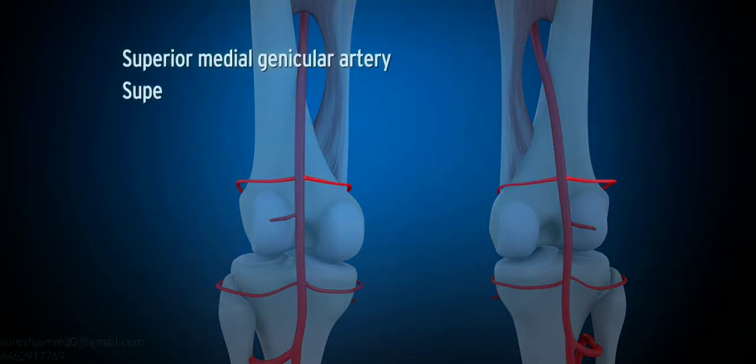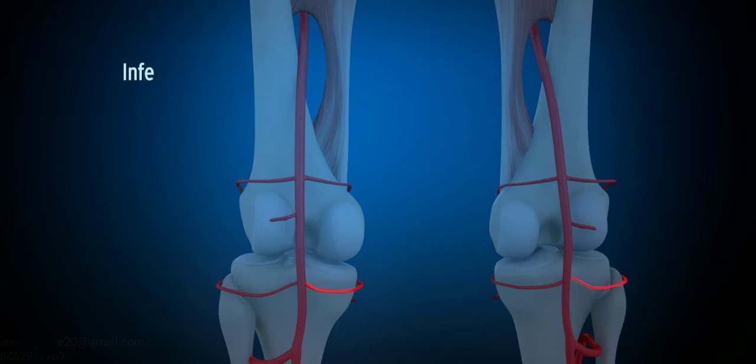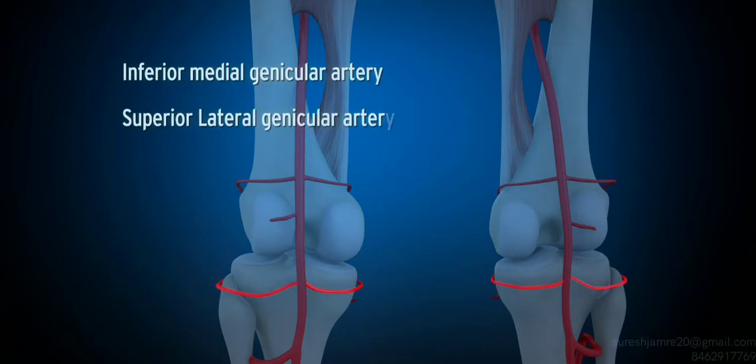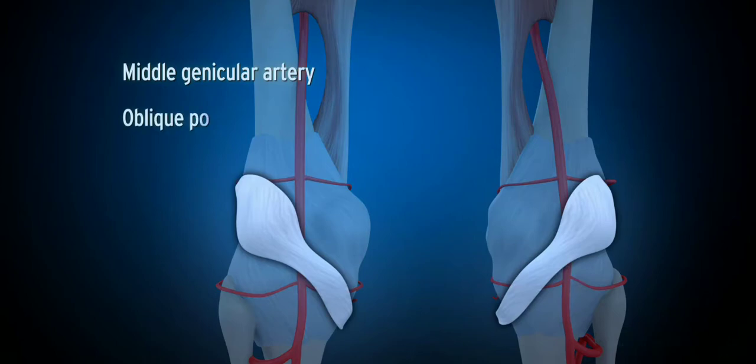Superior medial and lateral genicular arteries encircle the upper ends of femoral condyles. Inferior medial and lateral genicular arteries encircle the tibial condyles, and middle genicular artery pierces the oblique popliteal ligament.